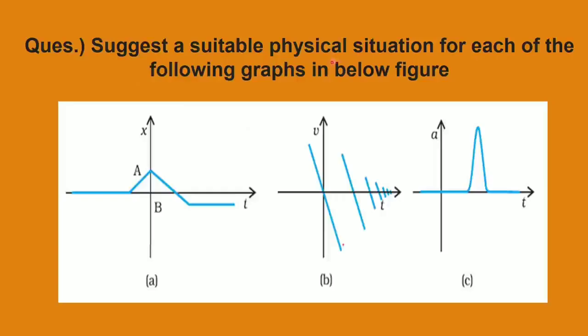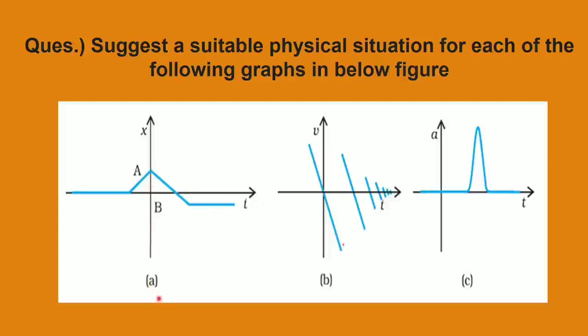The first question asks you to suggest a suitable physical situation for each of the following graphs in the figure which are given to you. Of course, 3 graphs are given. One is the position time graph, another is the velocity time graph, and the third one is the acceleration time graph. That you can always come to know by looking at the graph. Time here in all the graphs is taken along the x-axis.